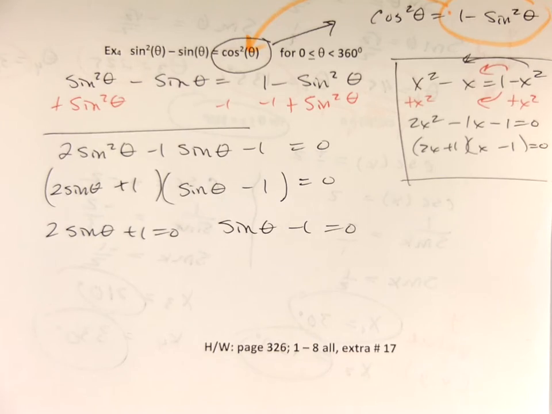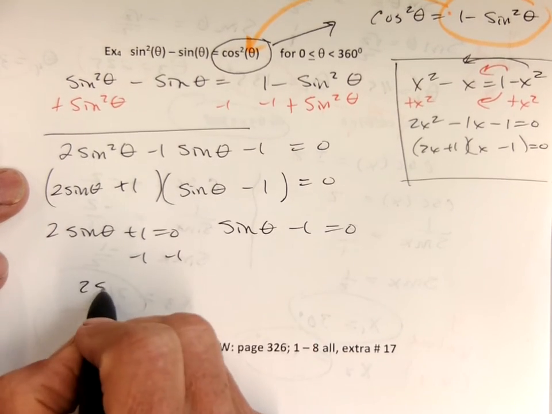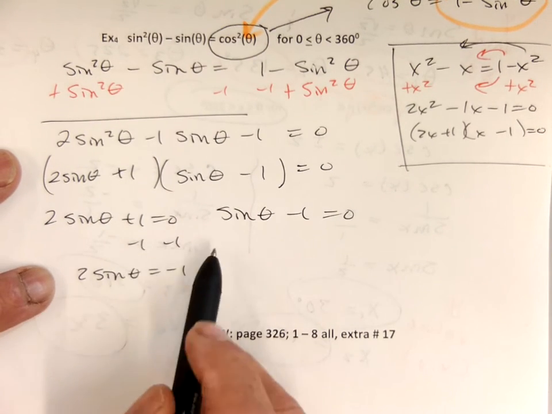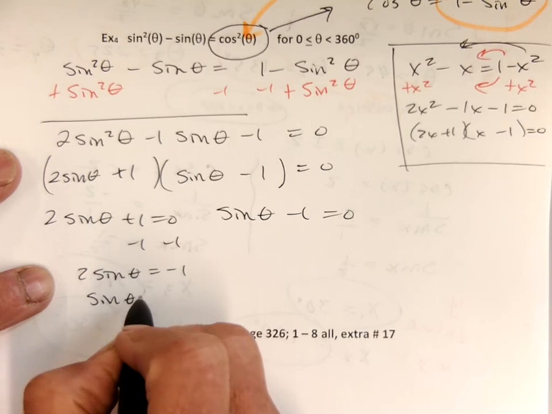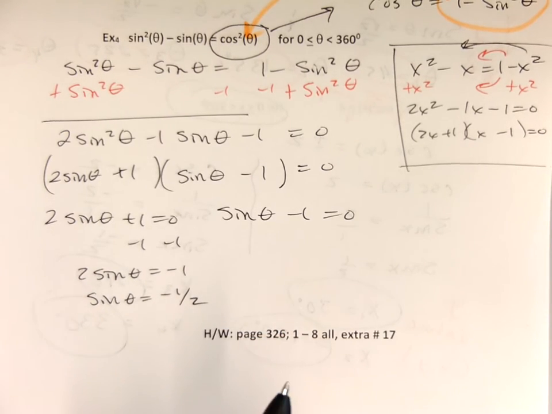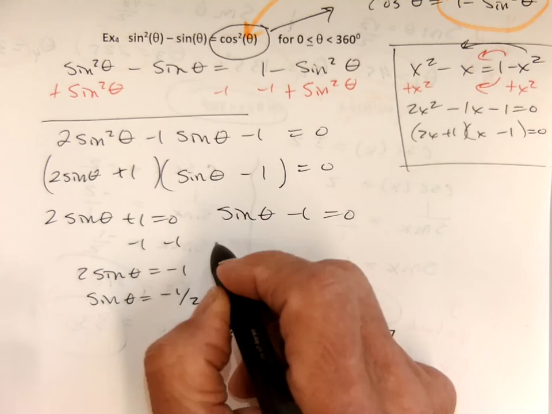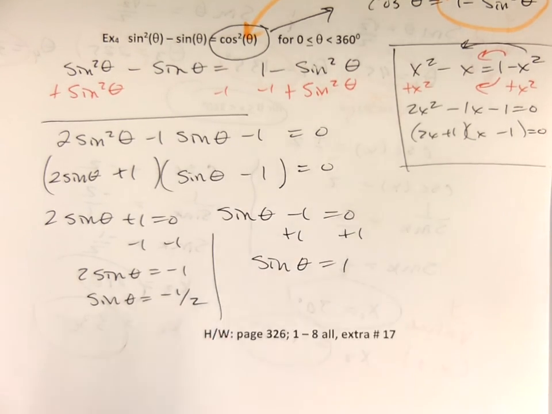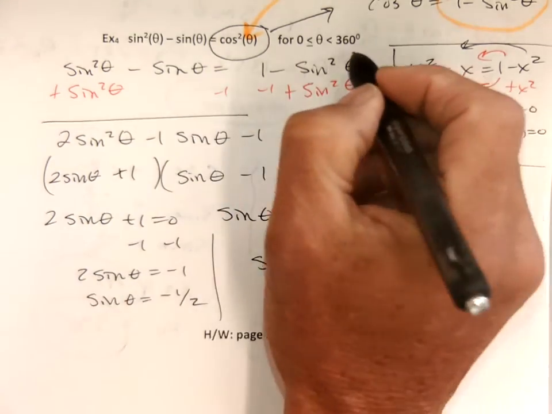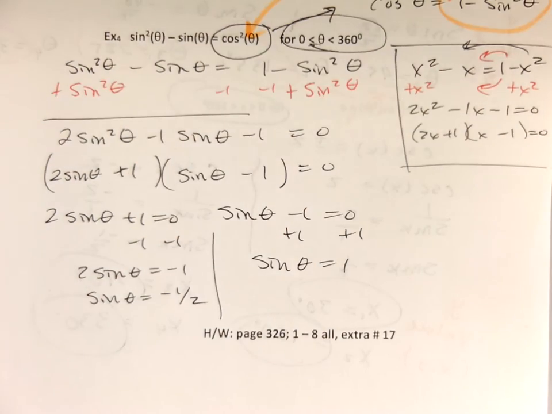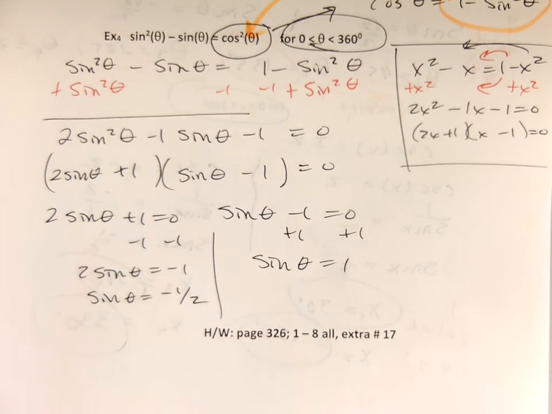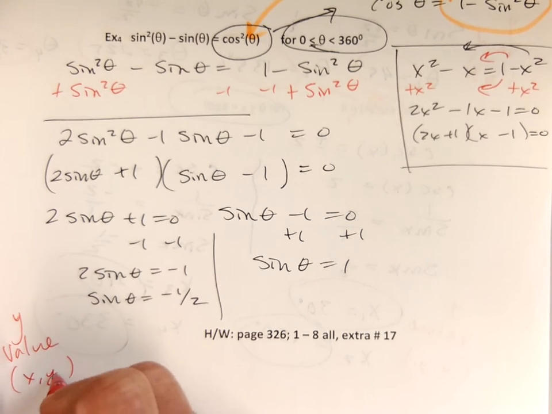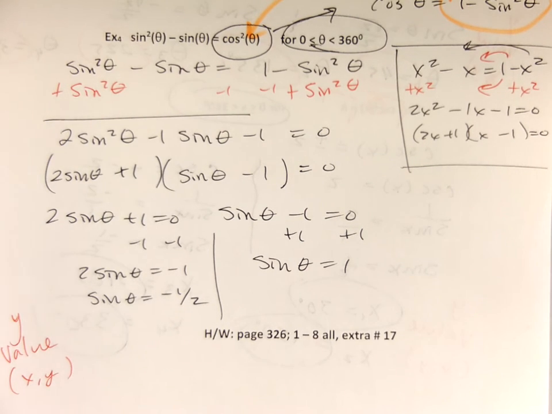And I'm going to solve. Right? So I just went minus 1, divide by 2, sine theta equals negative 1/2. Oh, I think that's on the unit circle, right? And then over here, plus 1, sine theta equals 1. I think that's on the unit circle also. Okay, so I want everything in terms of degrees still. So let's see if we can find it. Y value, right? I'm looking for a y value in some point x, y. So I'm looking for a y value of negative 1/2.